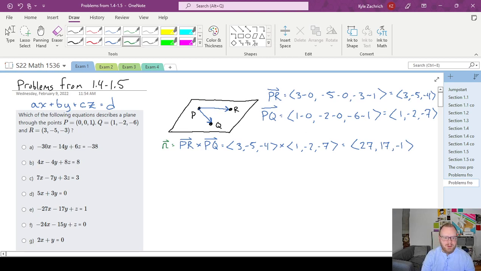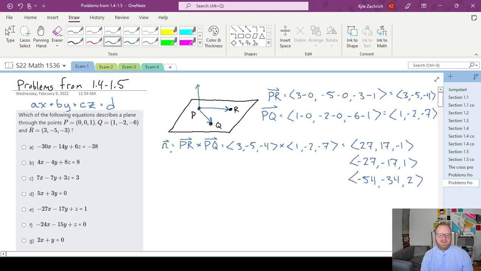Depending on what vectors you used, you might get a different normal vector. For example, you might have gotten negative 1 times this, right? Something that's parallel to that normal vector, but not quite the normal vector that we got. So you may have gotten negative 27, negative 17, positive 1. You may have gotten negative 54, negative 34, 2, right? Double that, or any scalar number times that normal vector that you got.